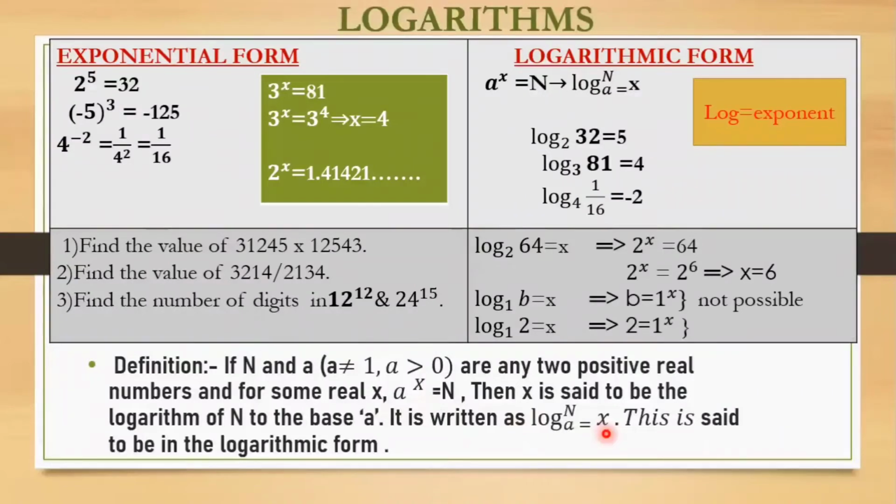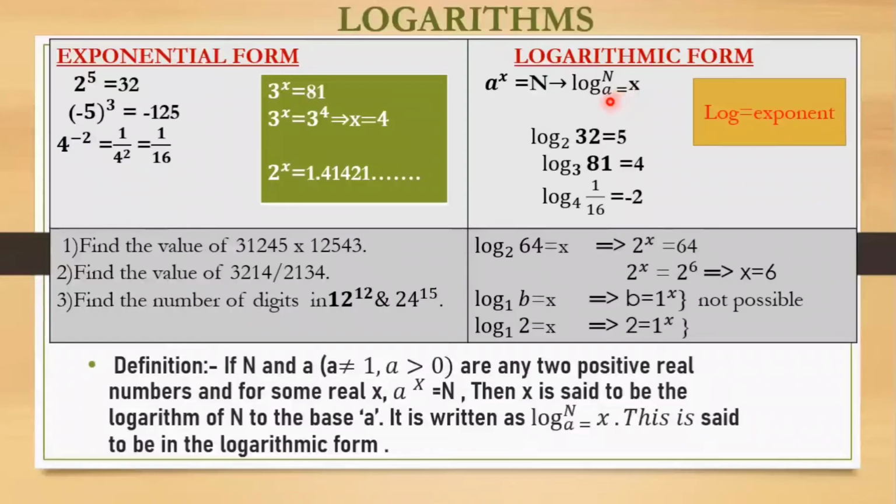Here, x is said to be the logarithm of n to the base a. So it is the logarithmic form. It is an exponential form. The exponential form is written as the logarithmic form: log of n to the base a is equal to x.